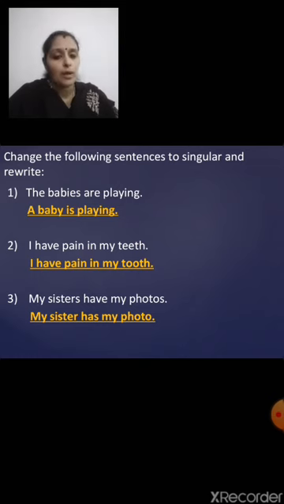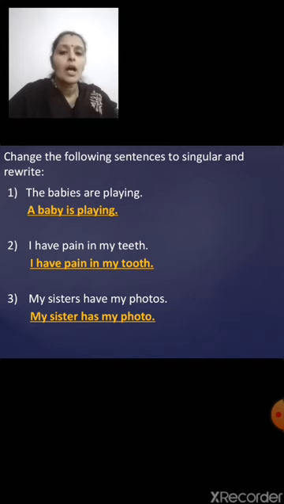Next one, my sisters have my photos. Here, sisters and photos both are nouns. So, we'll have to form the singular of both these nouns. So, sisters will become sister, photos will become photo. So, the sentence will be, my sister has my photo.